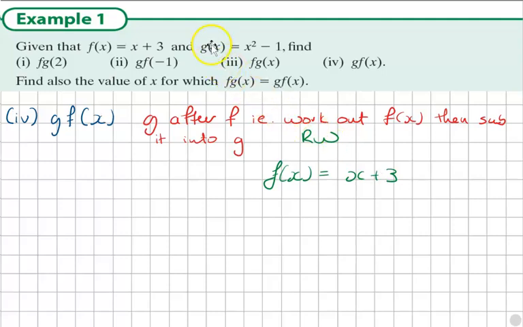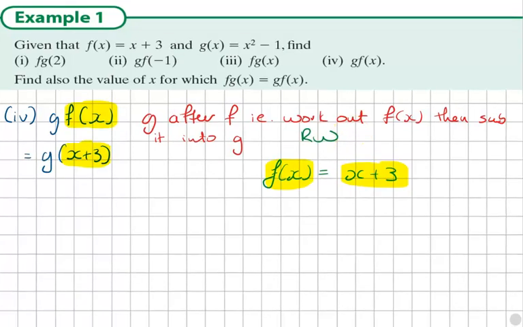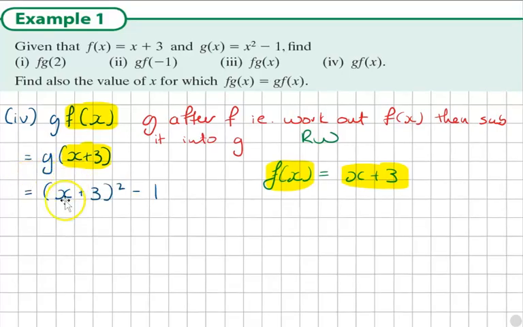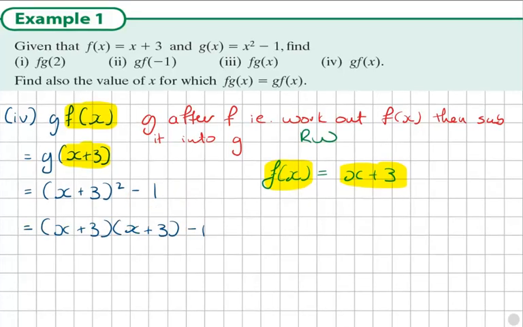So we're going to go back to g of x, which is x squared minus 1. We're going to replace that x with a set of brackets, and we're going to put x plus 3 into the brackets. So g of x plus 3, we're going to have x plus 3 squared minus 1, which is going to be x plus 3 times x plus 3 minus 1. Sorry, minus 1, not plus 1.